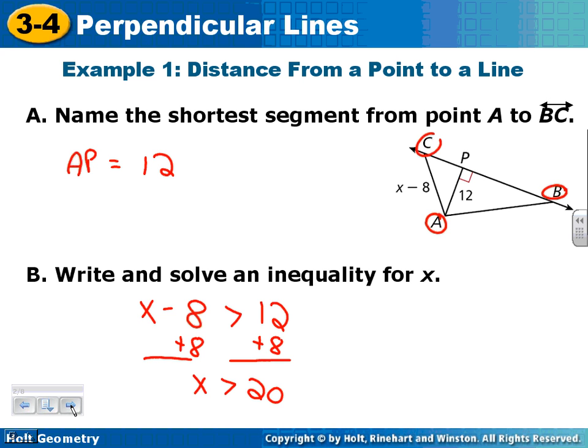Now sometimes in the book, they will write it the other way around. They will write the 12 first and the x minus 8. With that said, what symbol goes between those? And that would be a less than symbol, because 12 is your shortest distance. So that gives you 20 is less than x. I prefer the way in the red. I'm just showing you the black marker, just so when you see it in the book, you'll understand what's going on.